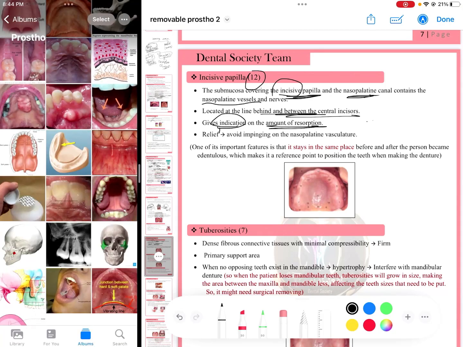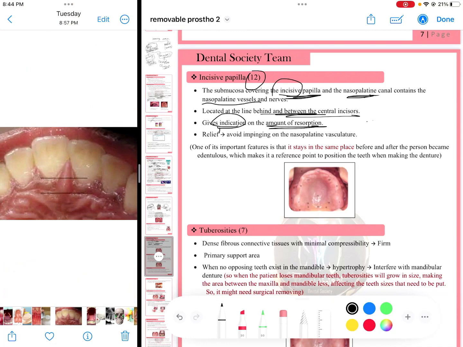For example, I think I have a picture for this. Here, look at the incisive papilla. There is a constant distance between the incisive papilla and the teeth. We will talk about this later, but if we imagine this is the incisive papilla and these are the teeth, you can see that the space between them is around 8 to 10 millimeters. So when you want to place the teeth, you can know where to place them. This is the importance of this landmark.